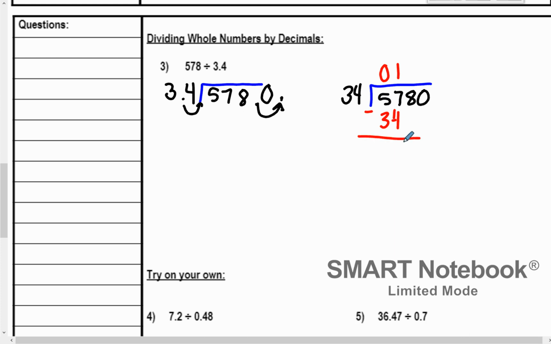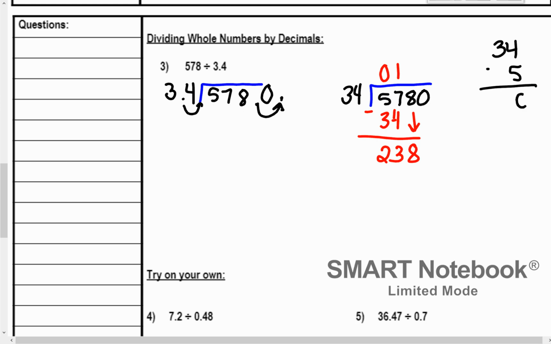Subtract to see what's left over. How many times can 34 go into 238? Here again is where we're going to have to guess and check. I'm just going to throw a random number out there. Let's check it for 5 times.